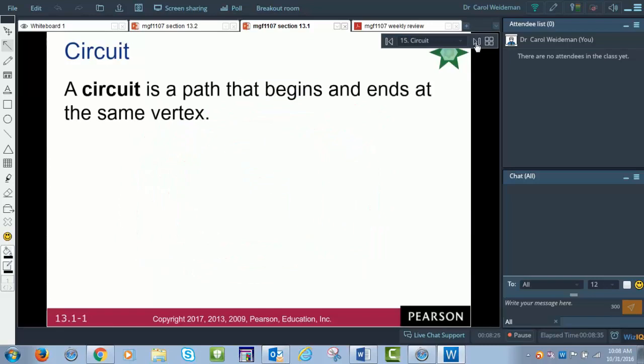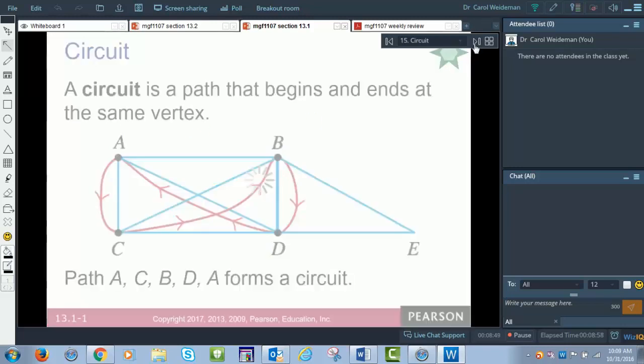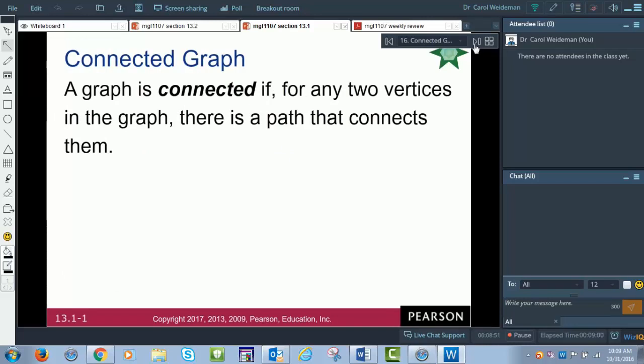Now a circuit is a special kind of path that begins and ends at the same vertex. So for instance, in this picture here, if we start at A and we go to C and then we go to B and then we go to D and we come back to A, that's a circuit, a path that begins and ends at the same vertex. Notice we're not saying anything about the number of edges or vertices that you travel through, only that you begin and end at the same vertex.